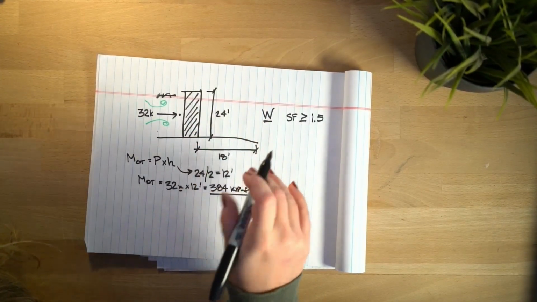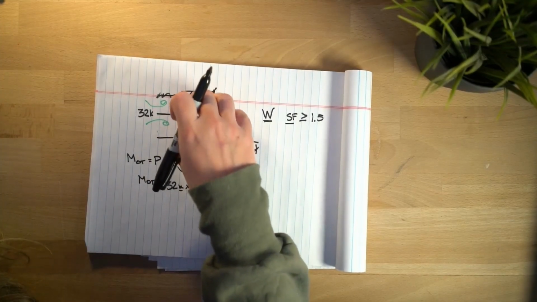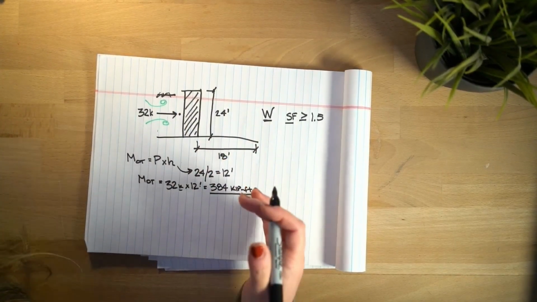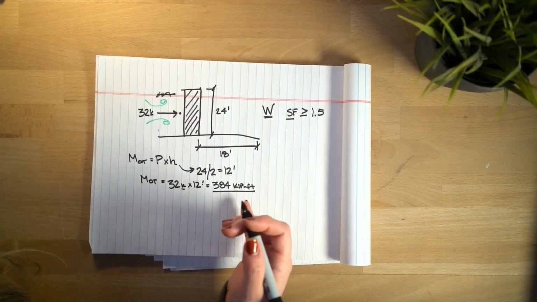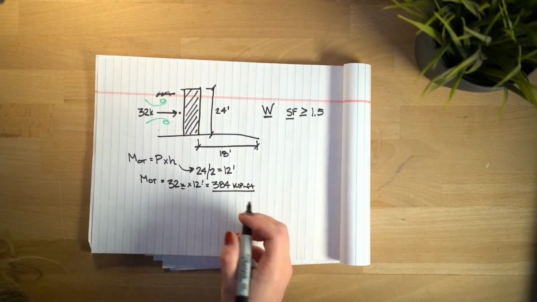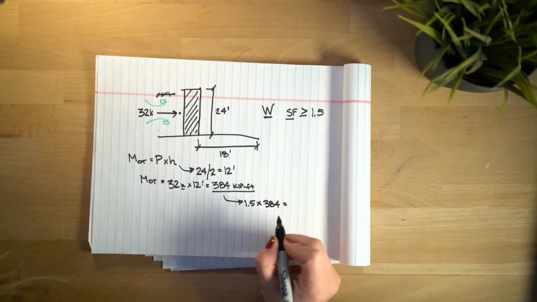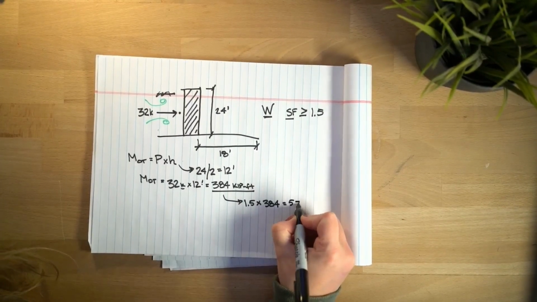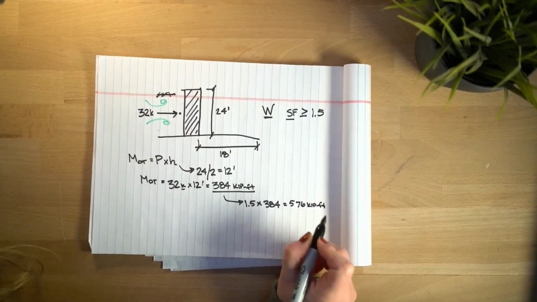So now we want a safety factor. We want to make sure that this is safe enough so it's not going to overturn. So our safety factor is 1.5. Now we need to multiply that by our overturning moment. So we're just going to do 1.5 times 384, and that's going to give us 576 kip feet.